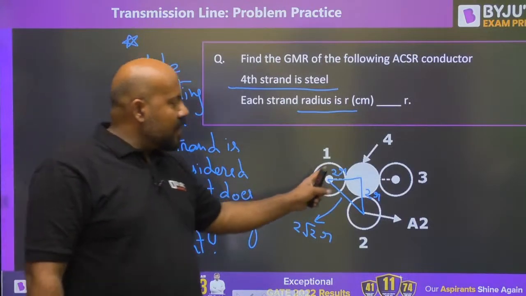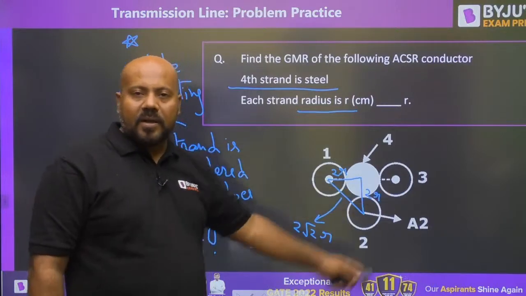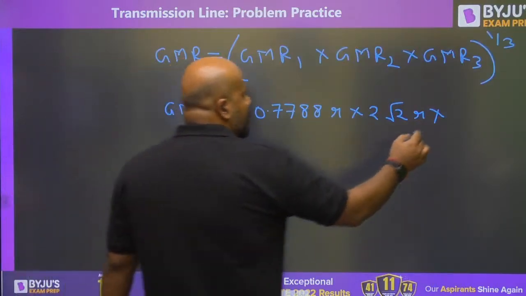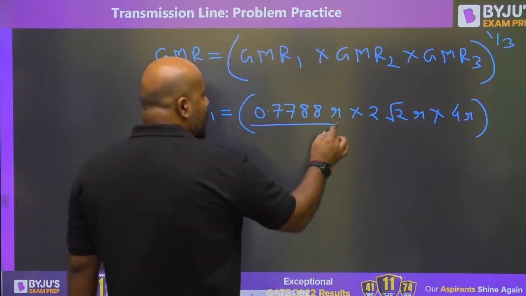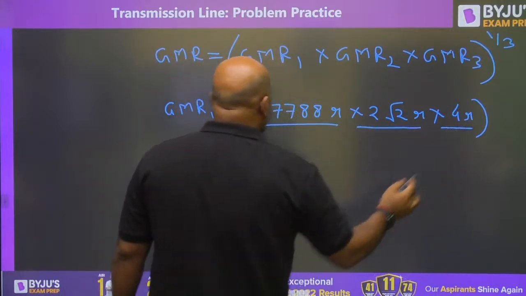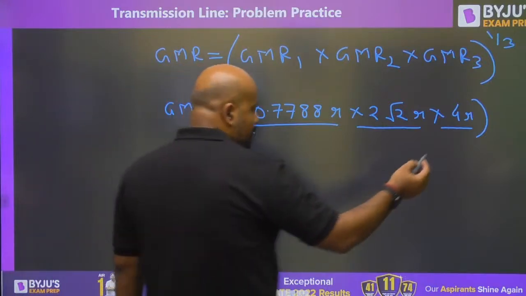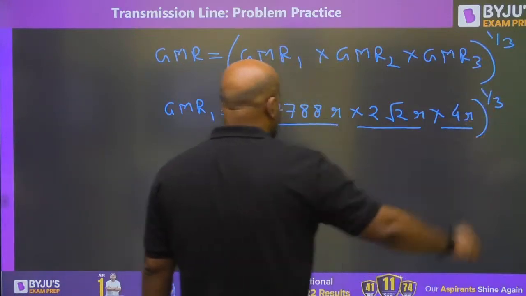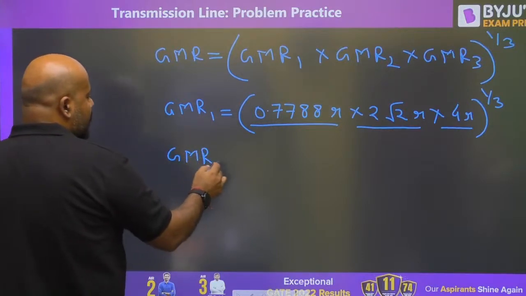Then the distance between 1 and 3. What is the distance between 1 and 3? 2r and 2r, that is 4r. So this is going to be 4r. How many distances are there? 1, 2, 3. GMR is actually a distance, so its power is going to be what? 1 by 3.